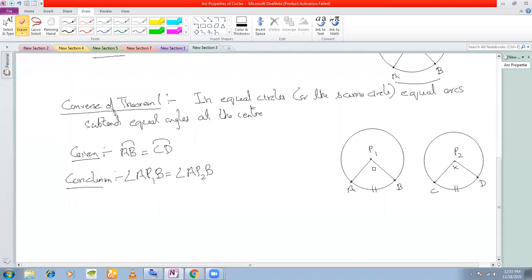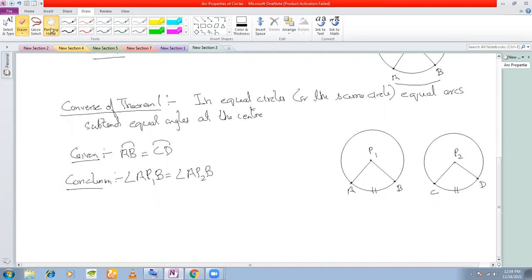So this is just the converse. That is, if angles subtended at the center are given equal, you conclude arcs are equal in theorem 1. And the converse of theorem 1 says that if the arcs are equal, then you can conclude that the angles subtended at the center by the arcs are equal.